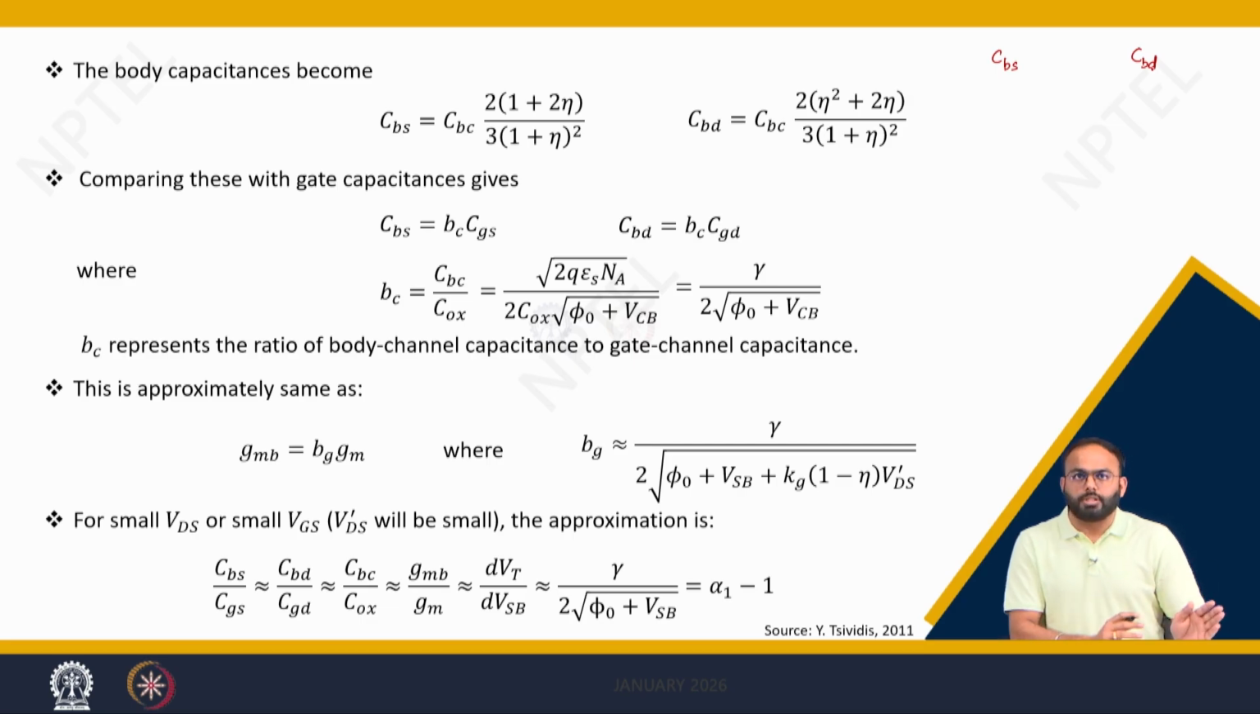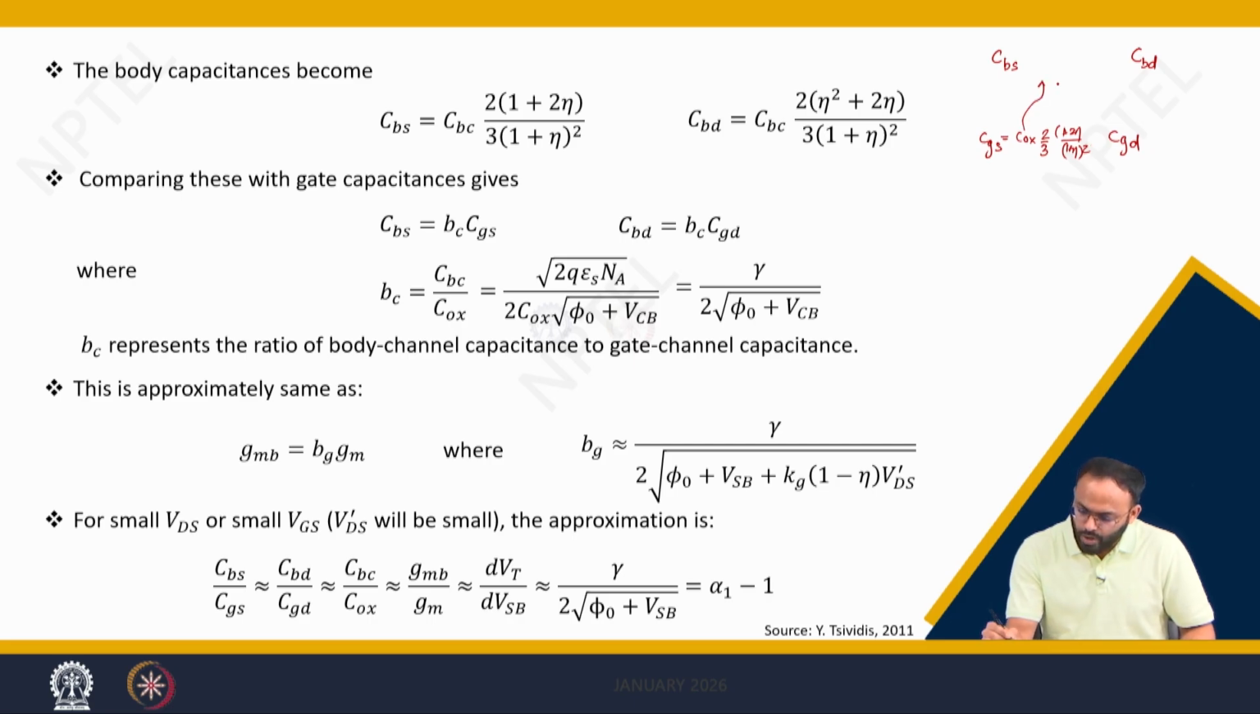I can use the same approximation we have used so far to calculate CGS and CGD. Remember, in CGS we have COX into 2 by 3 into (1 plus 2 eta) divided by (1 plus eta) whole square. So as we are looking from the body side, this COX is replaced by what? CBC, 2 by 3, and that factor will be the same, (1 plus 2 eta) divided by (1 plus eta) whole square. Similarly, CGD can be written as CBC into (2 into eta square plus 2 eta) divided by 3 into (1 plus eta) whole square.